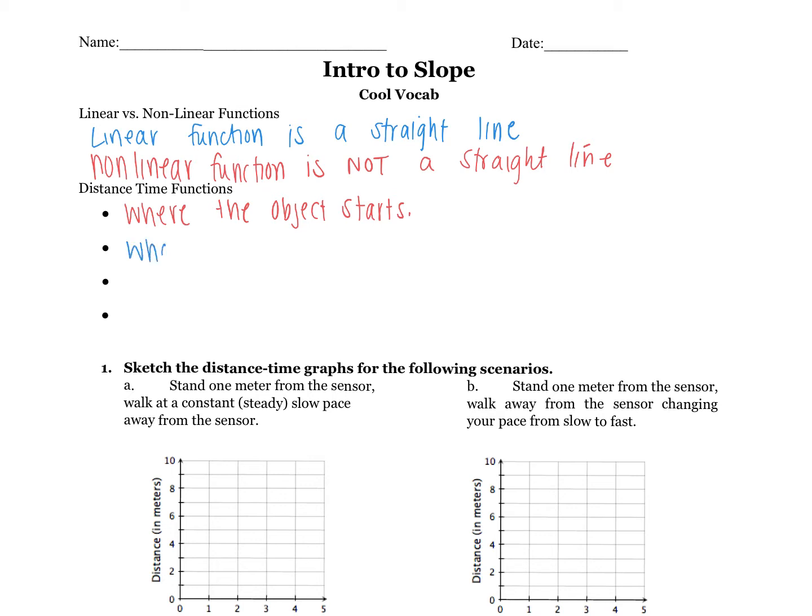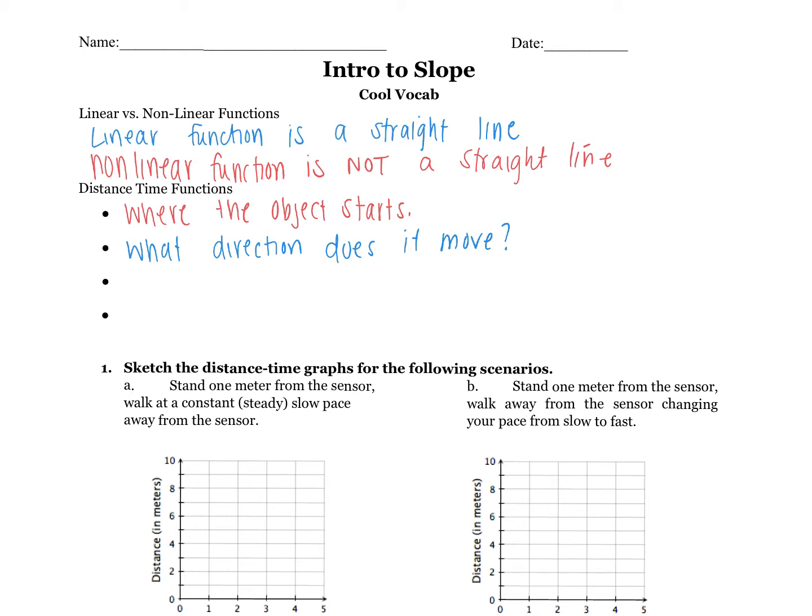Then we're going to ask ourselves, what direction does it move in? Is it moving closer to the sensor? Is it moving farther away from the sensor? In today's case, we're going to use a sensor. In other cases later on, it may not be a sensor. It may be a certain object like my classroom or, I don't know, the football field.